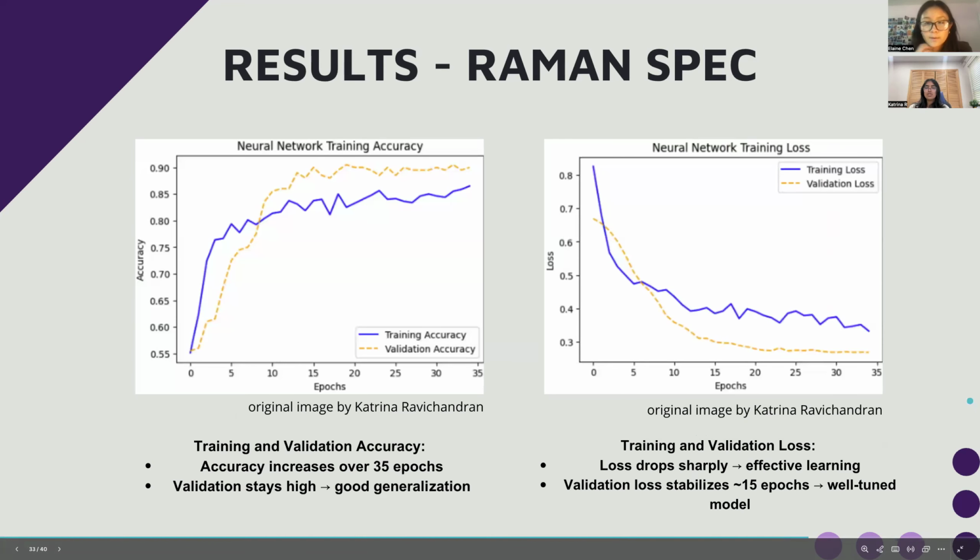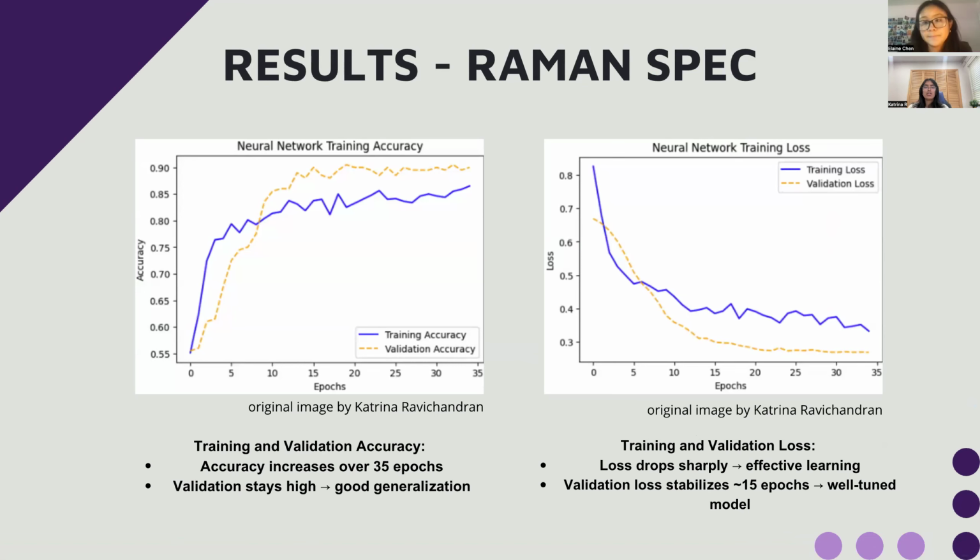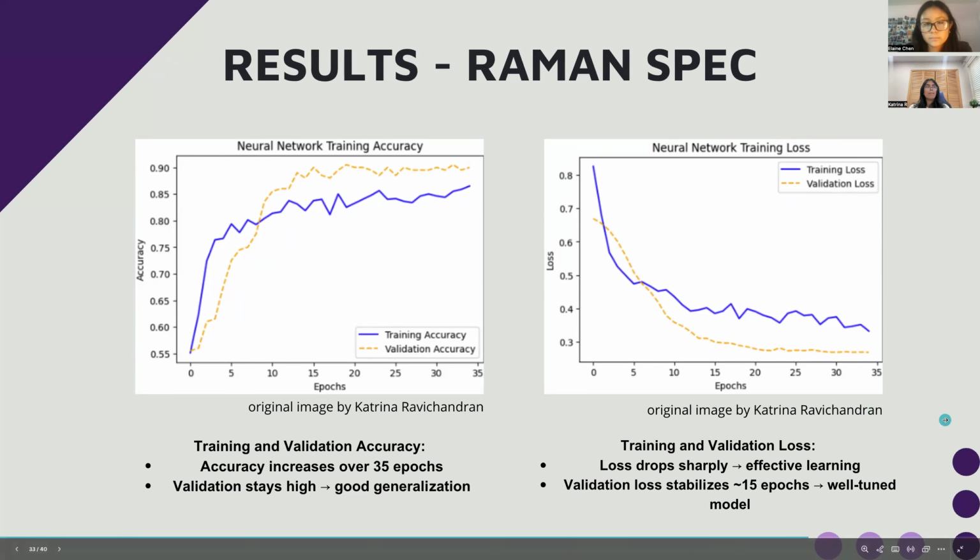And these final graphs show how our model improved through training. On the left, we see accuracy steadily rising over 35 epochs for both training and validation sets. This suggests strong generalization. On the right, the training and validation losses both drop sharply, then level out. Validation loss stabilizes after about 15 epochs, showing how our model is well tuned and avoids overfitting. This consistent learning curve reflects the model's robustness in detecting viral signatures from Raman data.